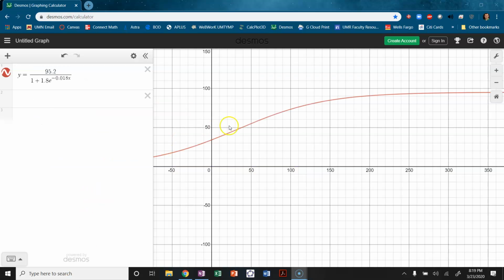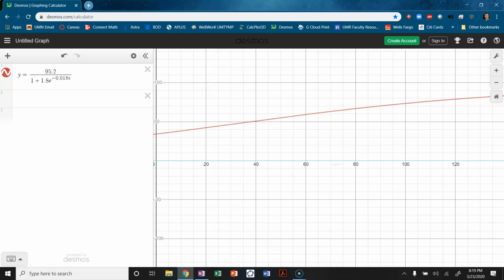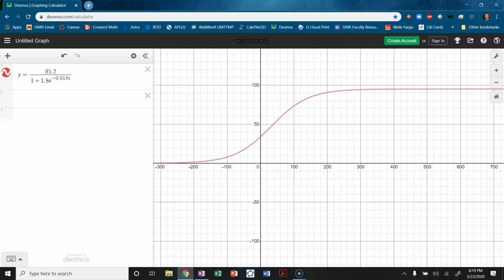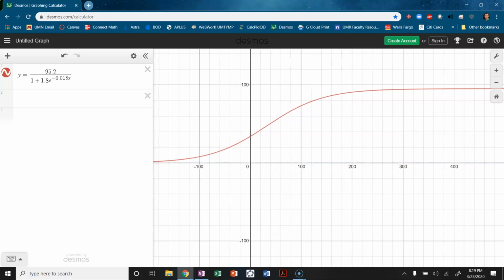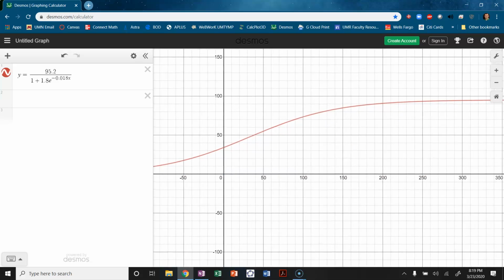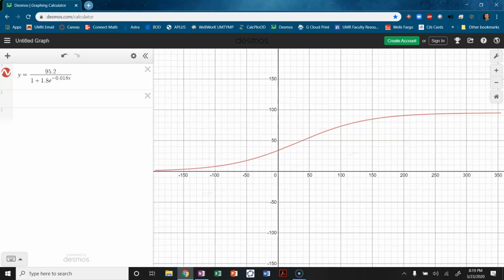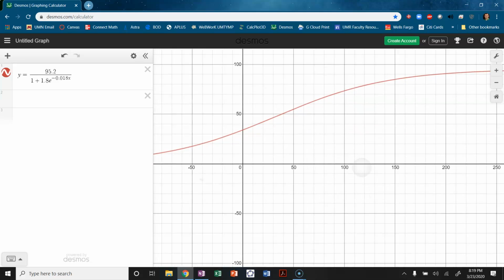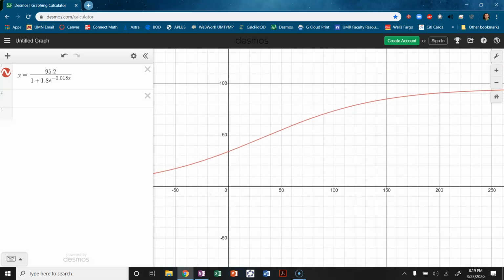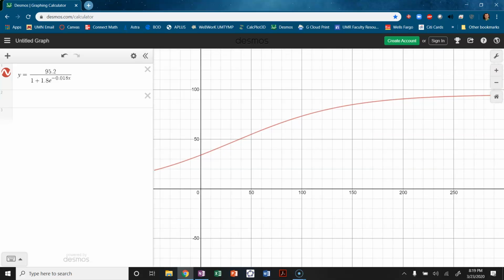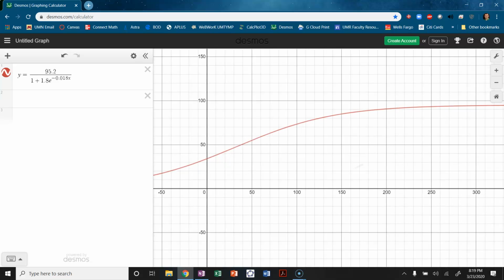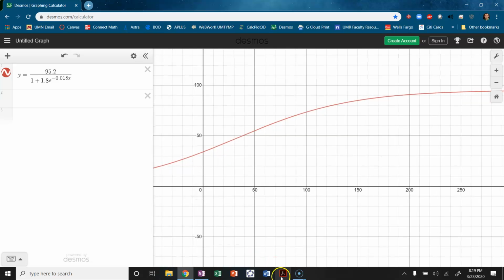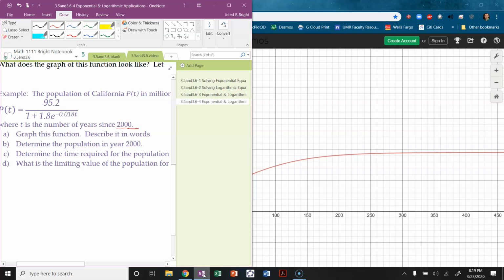I went over to Desmos and graphed it, and here's what it looks like. I zoomed out a little bit. If you wanted to flatten this out or compress it, you could, but this is approximately what the graph looks like. It's a little bit different than exponential. It looks almost like a cube root function. It grows slowly and then it plateaus. It asymptotes. Ooh, fancy vocab. That's what it looks like.